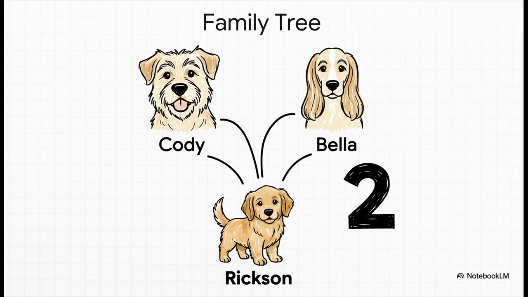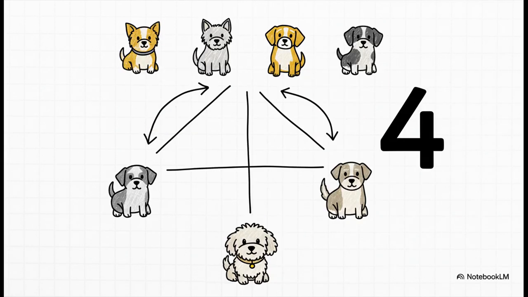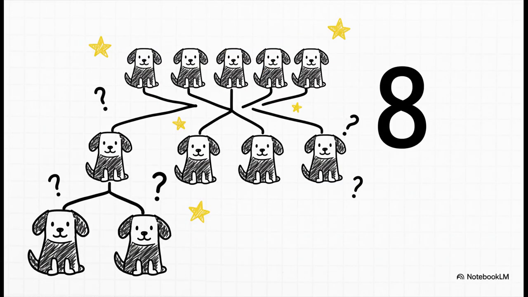One generation back, we've got two dogs. And each of those two parents had two parents of their own. So if we go back 2 generations, Rickson has 4 grandparents. See that? We just jumped from 2 to 4. Let's just take it one more step. Each of those 4 grandparents also had 2 parents. That means Rickson has 8 great-grandparents. Are you starting to see the pattern taking shape here?